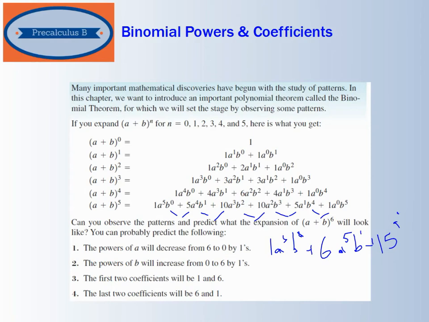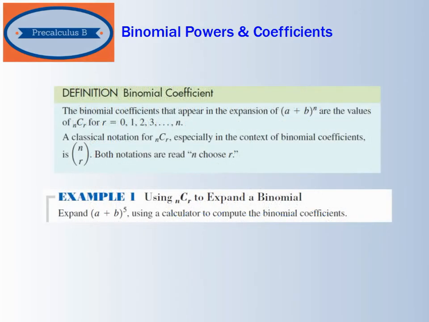It's 15, a to the 4th, b squared, etc., all the way down to the end. And note, we're adding the coefficients as we go down, and we're just adding one more to the exponents, and we count up by 1 or down by 1, depending on a or b. So an interesting thing that we find is that the binomial coefficients that appear in that expansion are always the values of n choose r for r equals 0, 1, 2, 3, all the way to n. The classical notation for nCr in the context of binomial coefficients is parentheses with n over r, without a line, like this. That just means n choose r. It's the same thing that we learned about in the previous lesson for combinations. It's just another way to visually represent that.